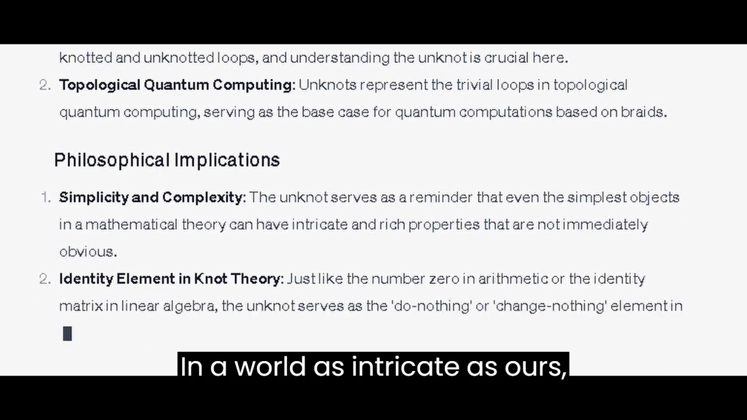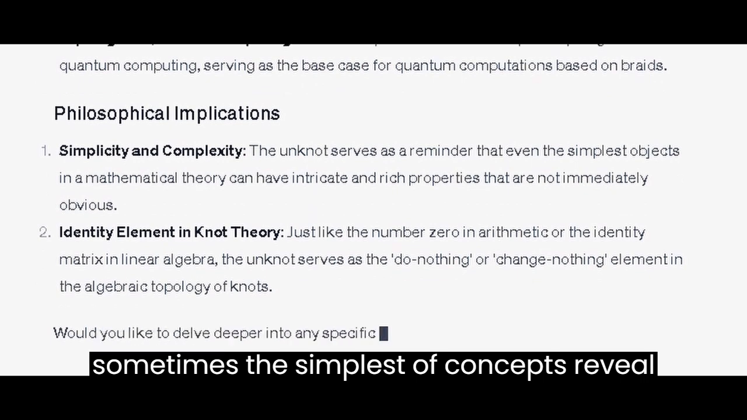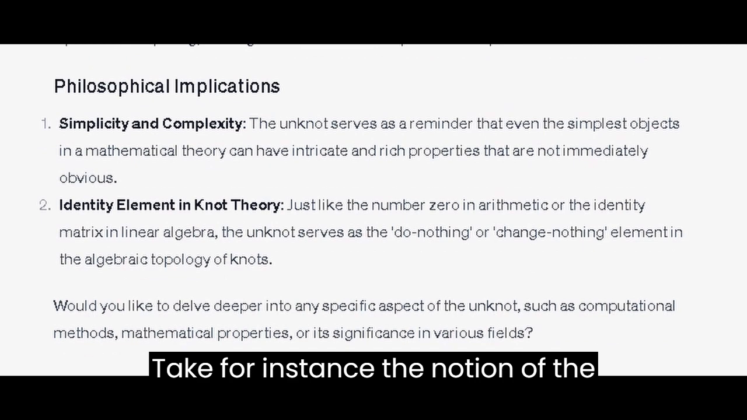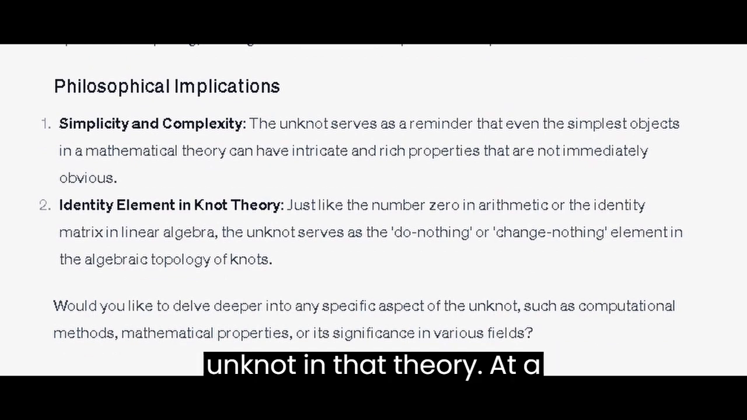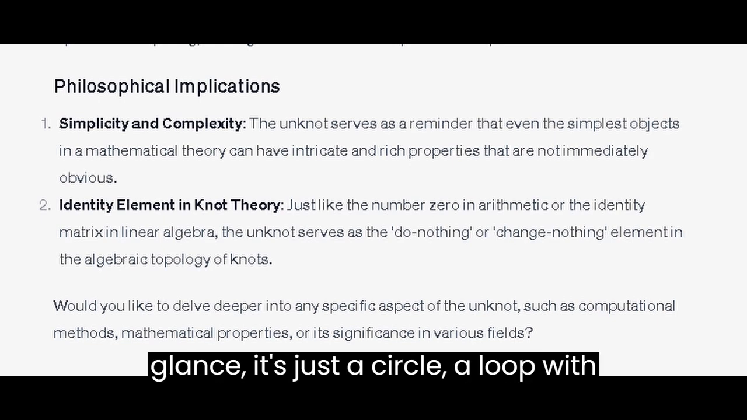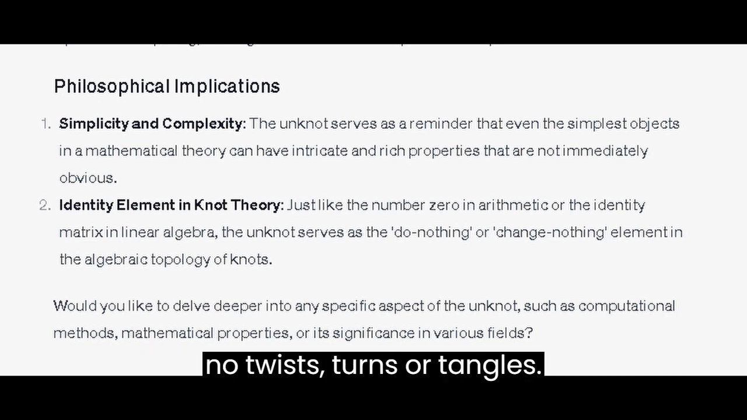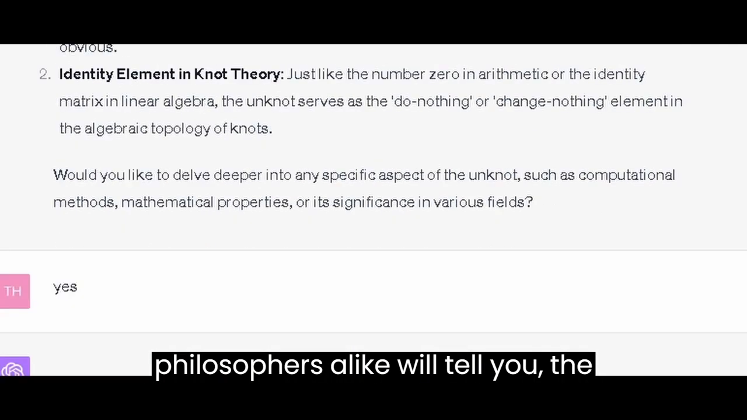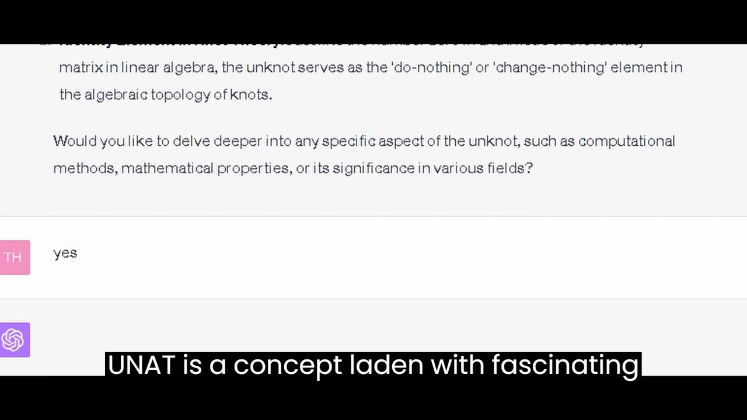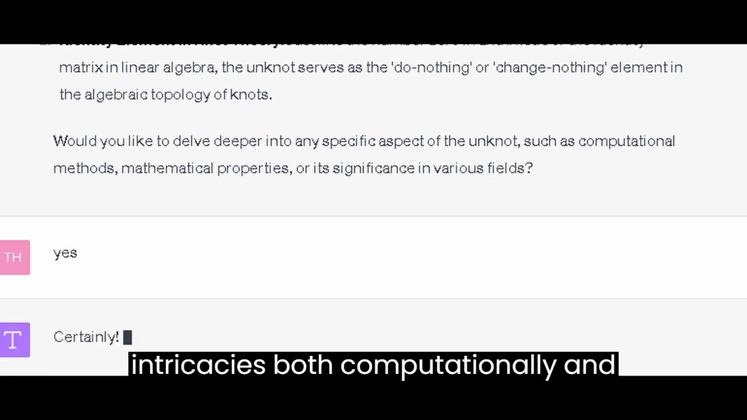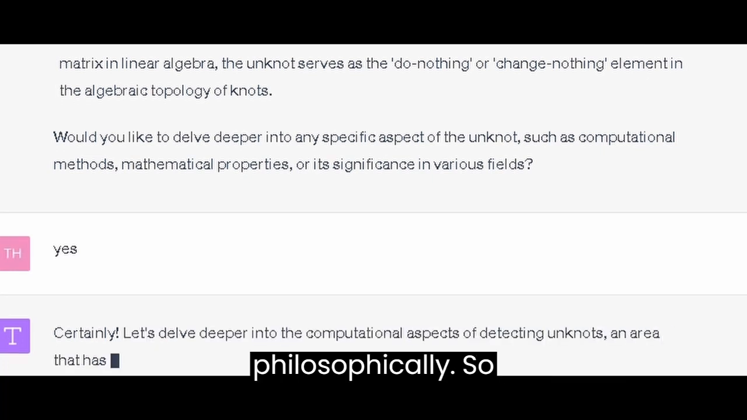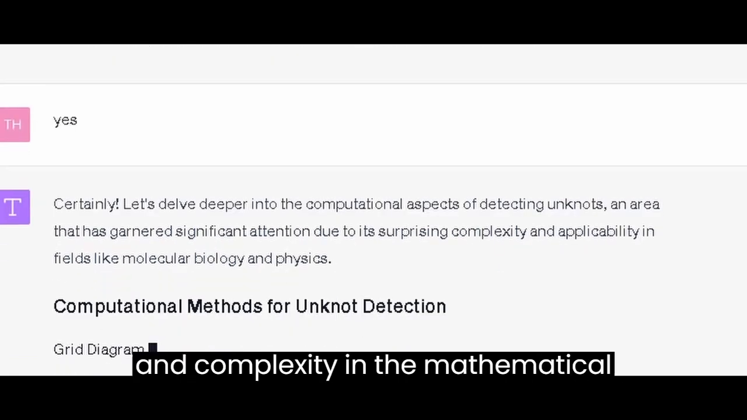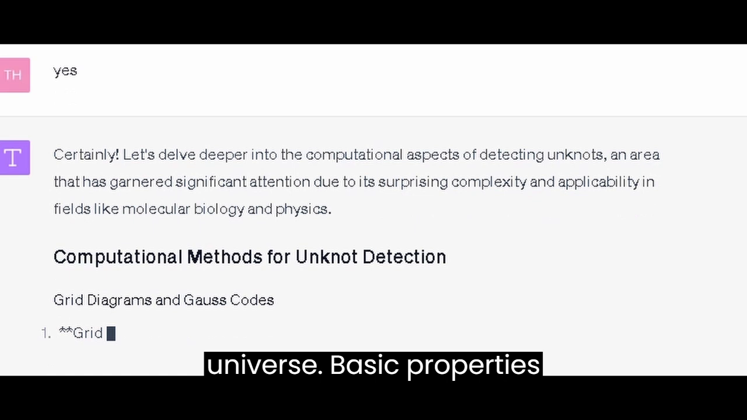In a world as intricate as ours, sometimes the simplest of concepts reveal astonishing layers of complexity. Take, for instance, the notion of the unknot in knot theory. At a glance, it's just a circle, a loop with no twists, turns, or tangles. But as mathematicians, physicists, and philosophers alike will tell you, the unknot is a concept laden with fascinating intricacies, both computationally and philosophically. So, sit back as we embark on a journey to unravel the unknot, a symbol of both unity and complexity in the mathematical universe.